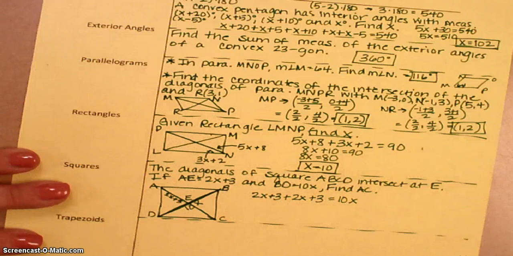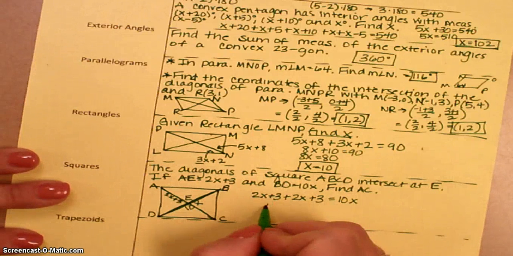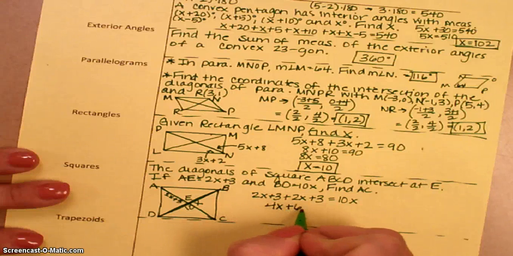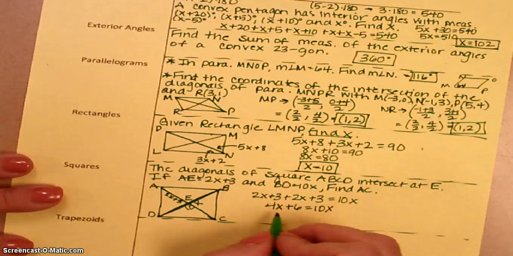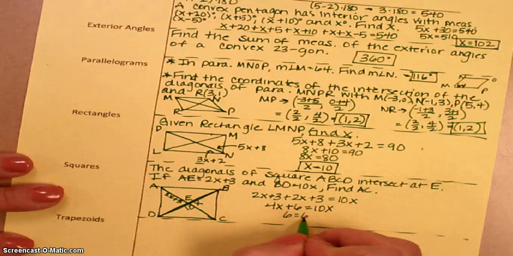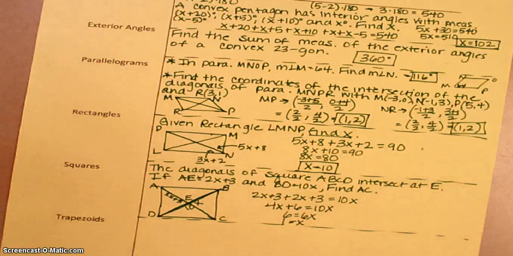equals 10x. Okay, so combine like terms. 4x plus 6 equals 10x. Subtract that 4x over, and we get 6 equals 6x. So it looks like x is 1. But we're not done, because this one did ask us to figure out what AC is.